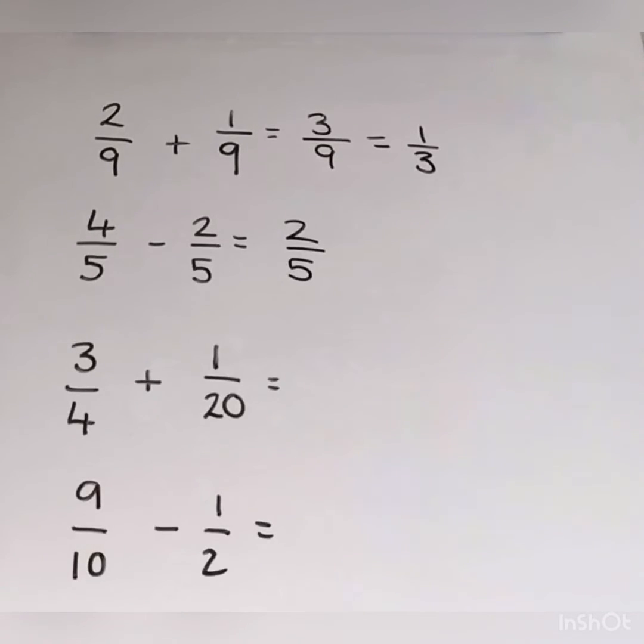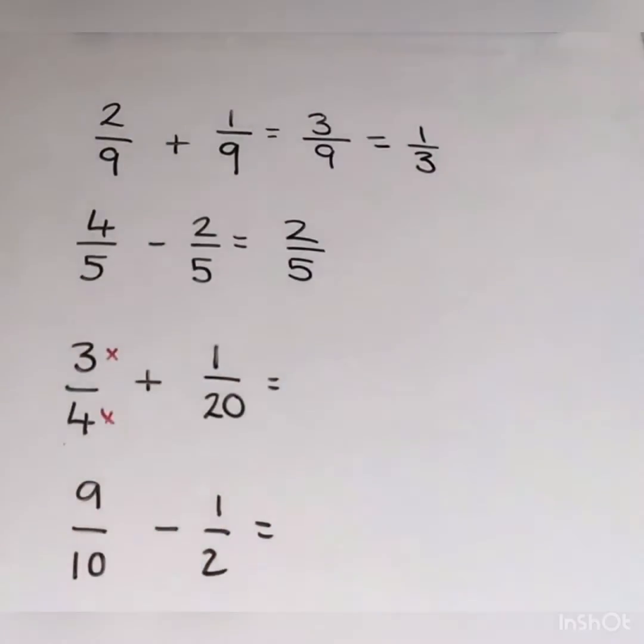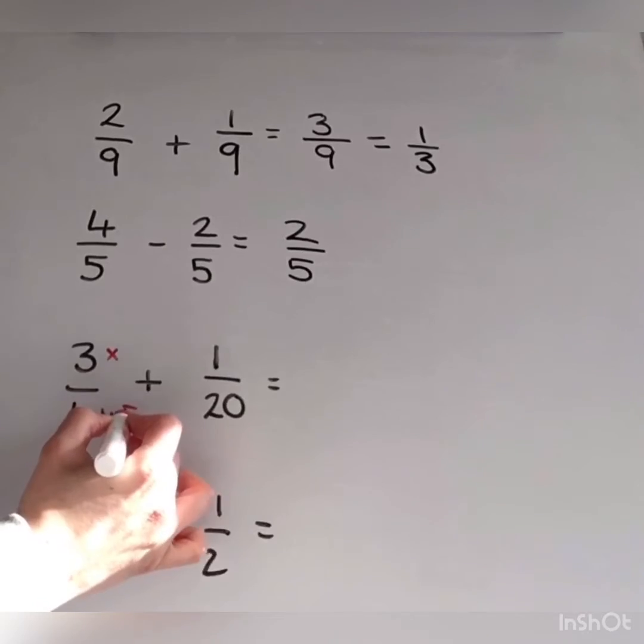On these last two questions, you'll notice that we have a different denominator in each fraction. This means we have to do a little bit more work than what we had to do up here. Now what I suggest is that you always look at the fraction with a smaller denominator. So in this case, the 4 is smaller than the 20. Now what we should do is think, can I multiply 4 by anything to make it 20? And we can multiply it by 5.